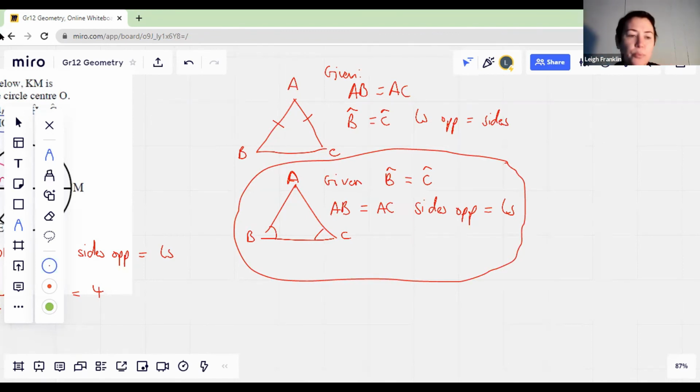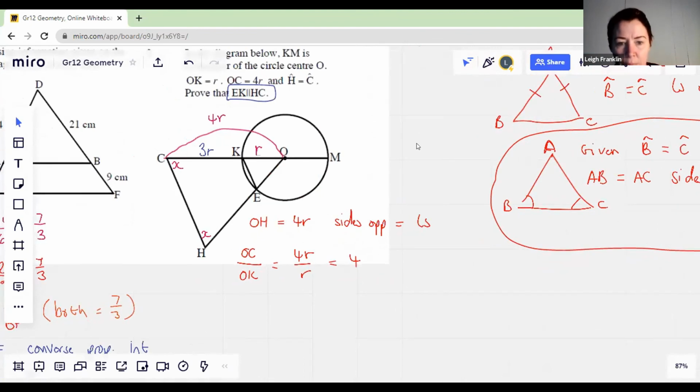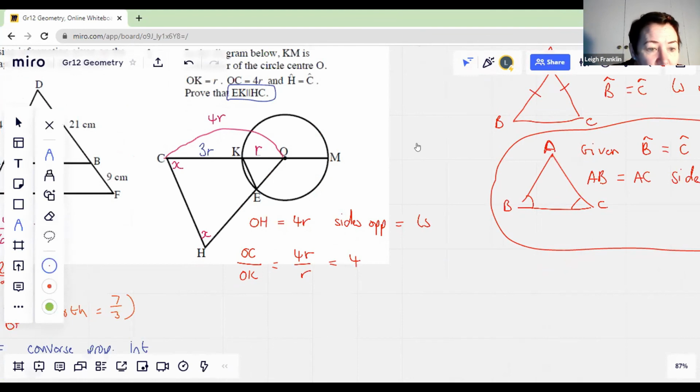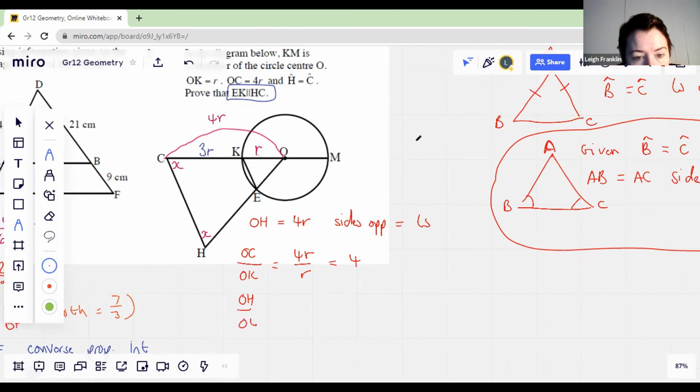Remember, we are trying to prove lines are parallel. So we are using the converse of the proportionality intercept theorem. We need to show that OH over OE is going to be the same as OC over OK. So now I'm going to make another statement, my second statement. I'm going to say that OH over OE is also equal to 4R over R.